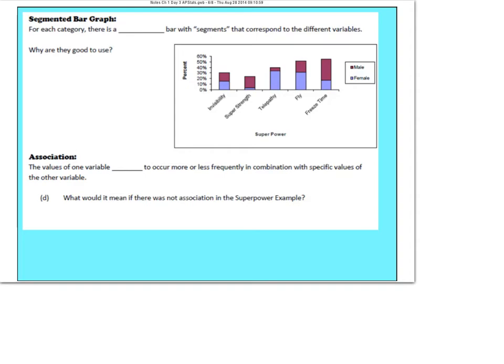For each category, there is a single bar with segments that correspond to different values. Why are these good to use? The one thing that these are really nice for, back to the superpower example with male and female, is that they have the key, everything is labeled nicely, and it's just a segmented bar graph that's stacked. It does a nice job of actually showing a conditional distribution.